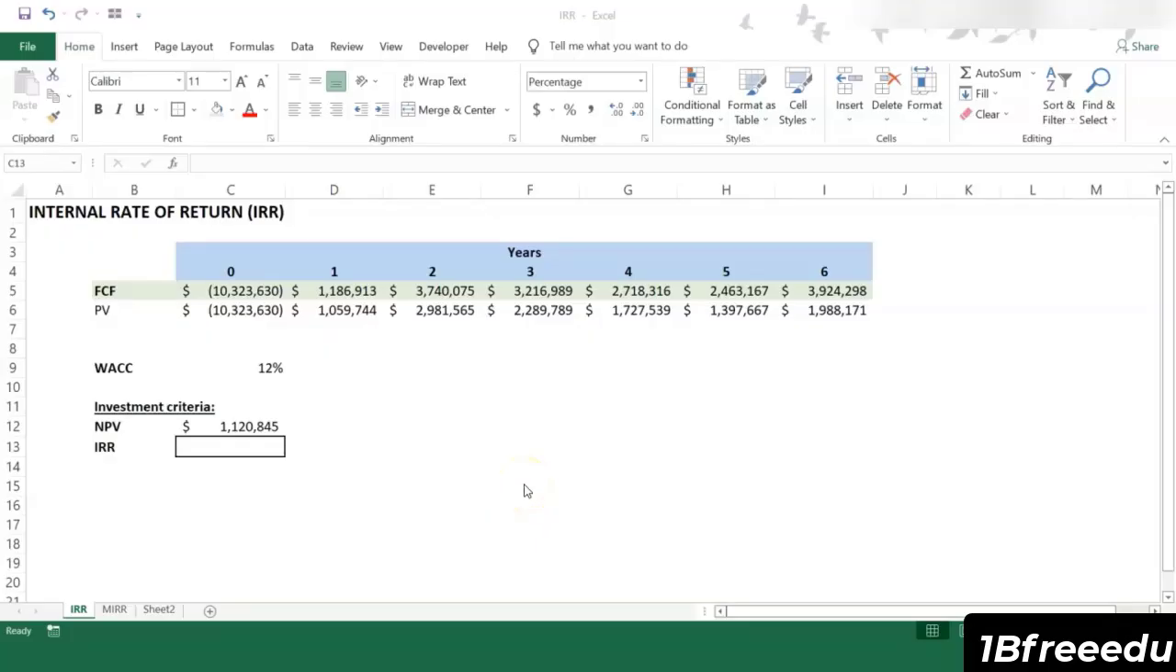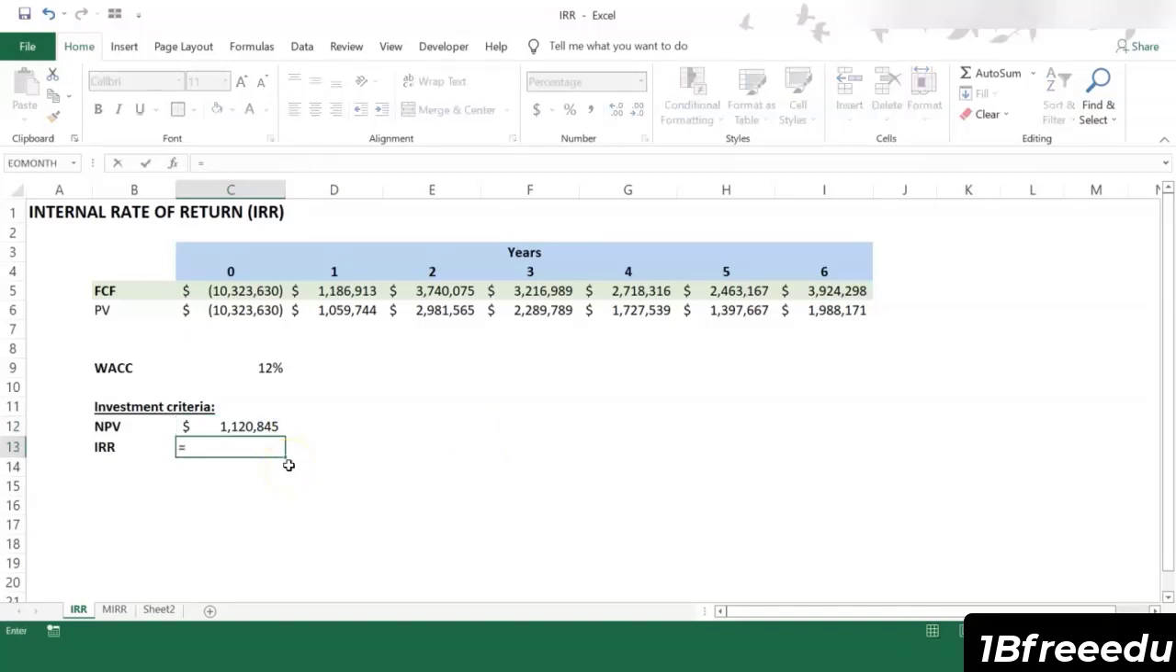When evaluating our investment, we can also have other criteria to consider. And this would be the internal rate of return, or IRR. IRR is simply the discount rate at which the net present value of our project equals 0. Let's calculate the IRR for our example.